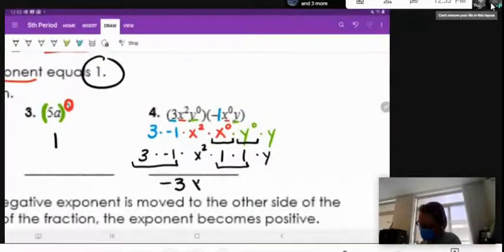Then we have an x squared and a y, and they don't have anything left to combine with. There are no other x's here with the same base. There's no other y's here with the same base, so we can't simplify this any further, and we end up with this answer.